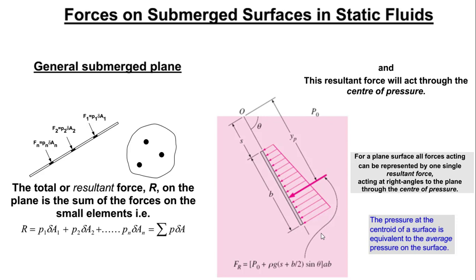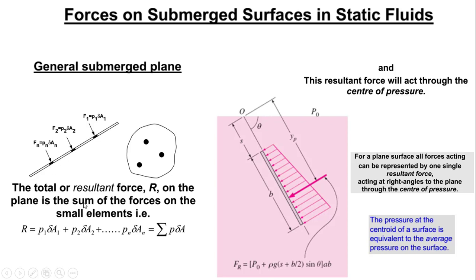Now for submerged surfaces, if we look at this plane and assume that it has been submerged in water, the force is going to act perpendicular to the plane. It's submerged at an angle here, which means force 1 is equal to pressure at 1 multiplied by the area at point 1. Force 2 is pressure at 2 multiplied by that area, and force at n is equal to pressure at n multiplied by the area at n at that particular point.